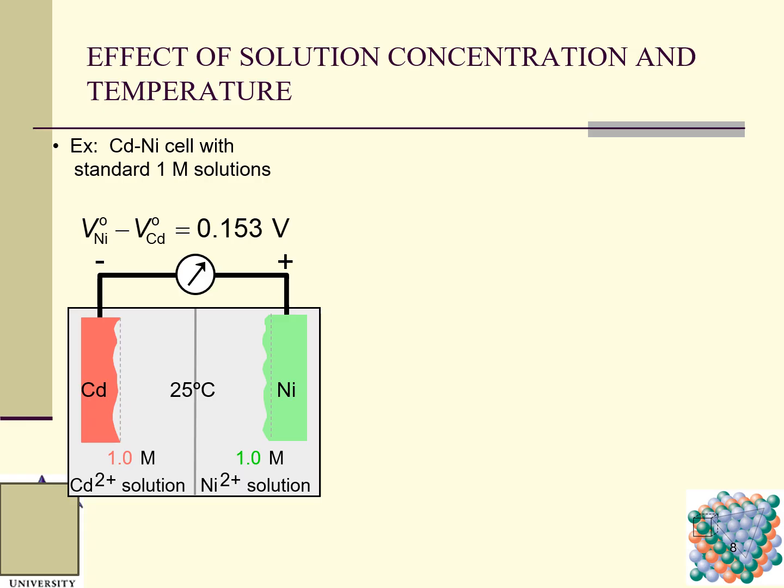And effect of solution concentration and temperature. We also use the example of the Cd-Ni cell with standard 1 mole solution. Because we compare the standard electrode potential of these two, we know that Ni has higher standard electrode potential than the Cd. So we know that Cd corrodes, and we have deposition on the surface of nickel. So this is at 25 degrees C.